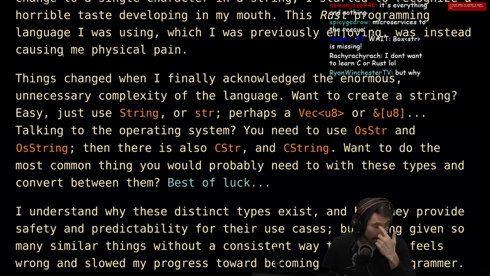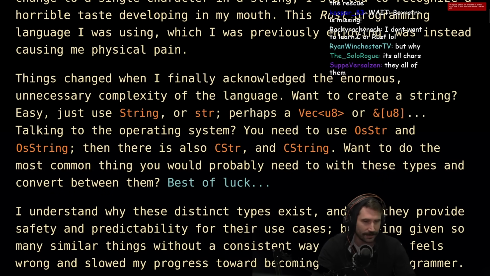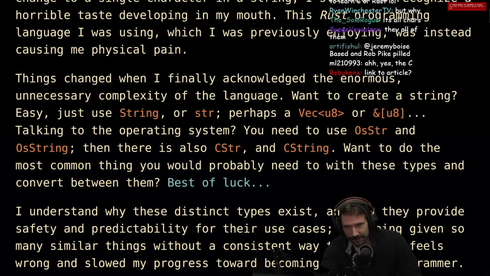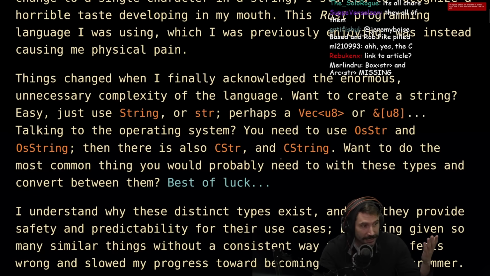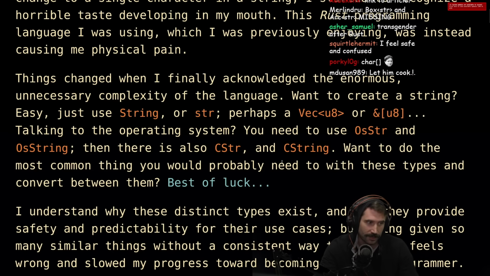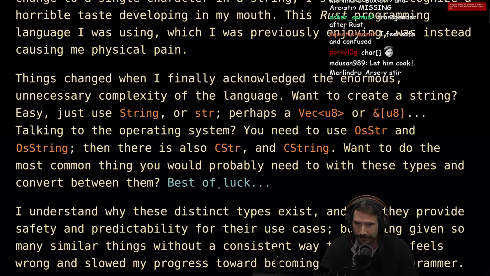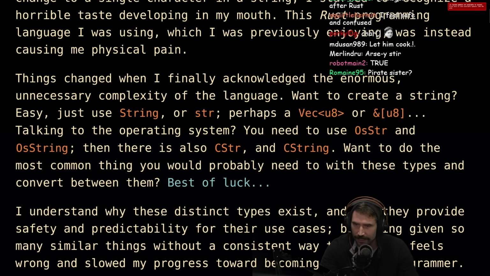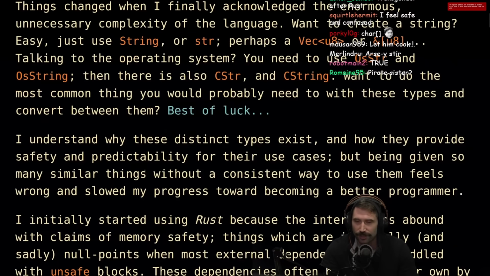What about Box<str>? Missing. Where's my box? What about my Rc<str>? Yeah, because remember Rcs? Remember how fast that was? We talked about Arc<str> in that one video. You can have much faster string passing around and copying by using an Rc or an Arc. Rookies. All right, anyways. Want to do the most common thing you would probably need to do with these types and convert between them? Best of luck. Well, there's just a lot of cloning.